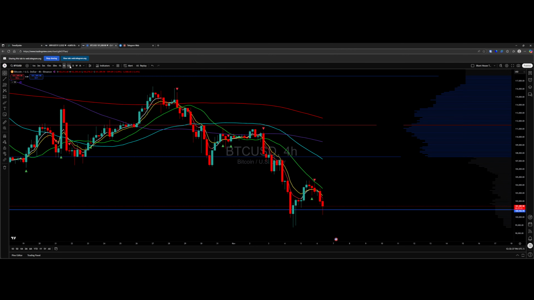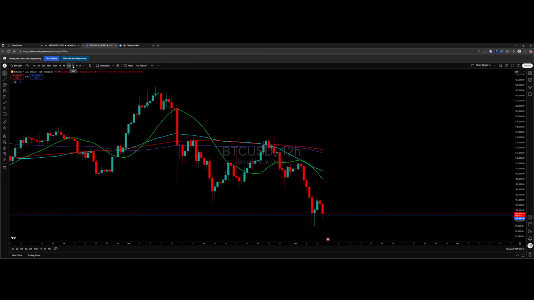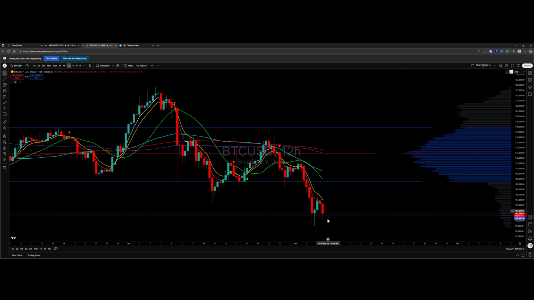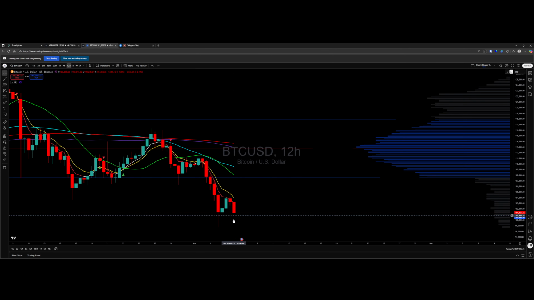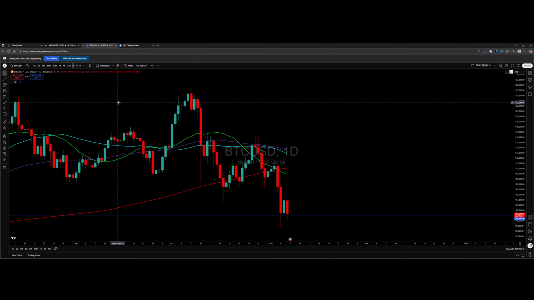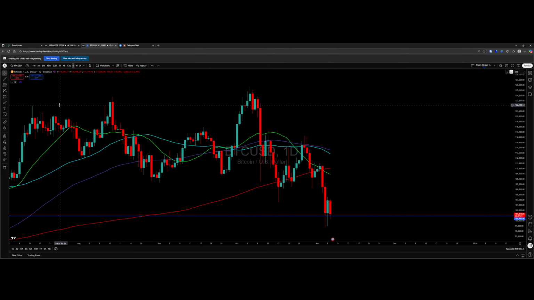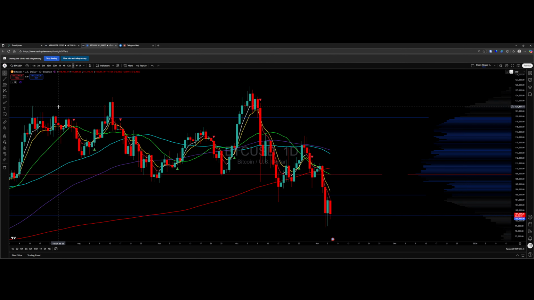As you start to push the clock ahead, there's the 12-hour. Very easy to see the failure here on the 12-hour. It just can't break the T-line. Failed on the 4-hour at the 20, is failing, can't break the T-line here on the 12-hour. And of course the daily just looks like one big red candle down.